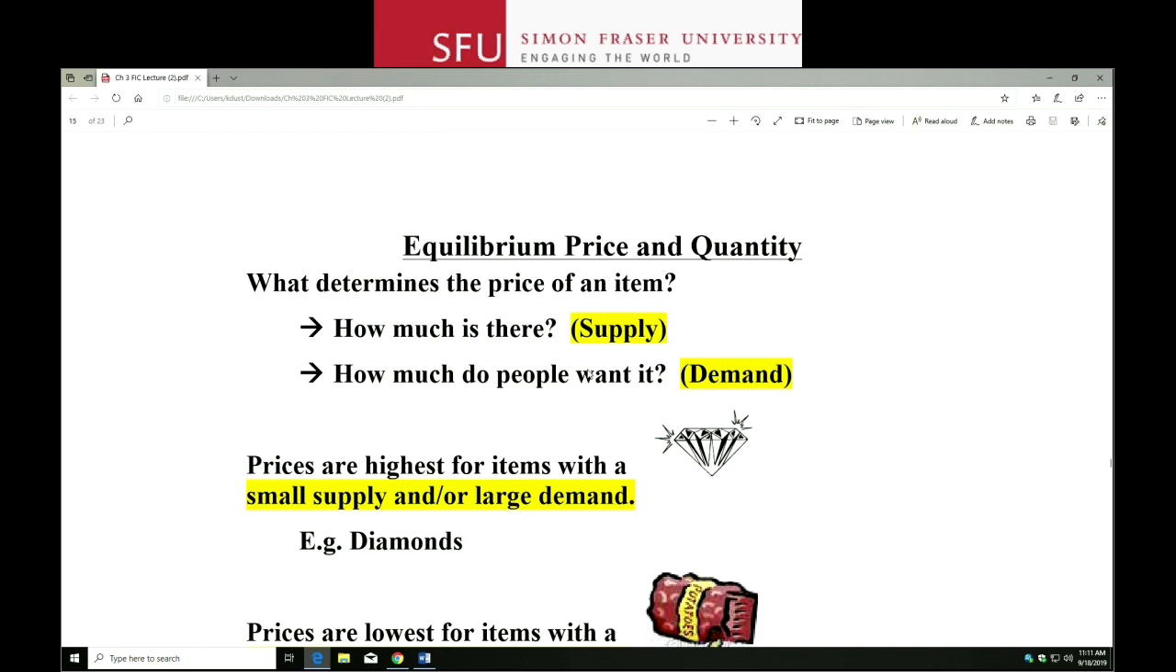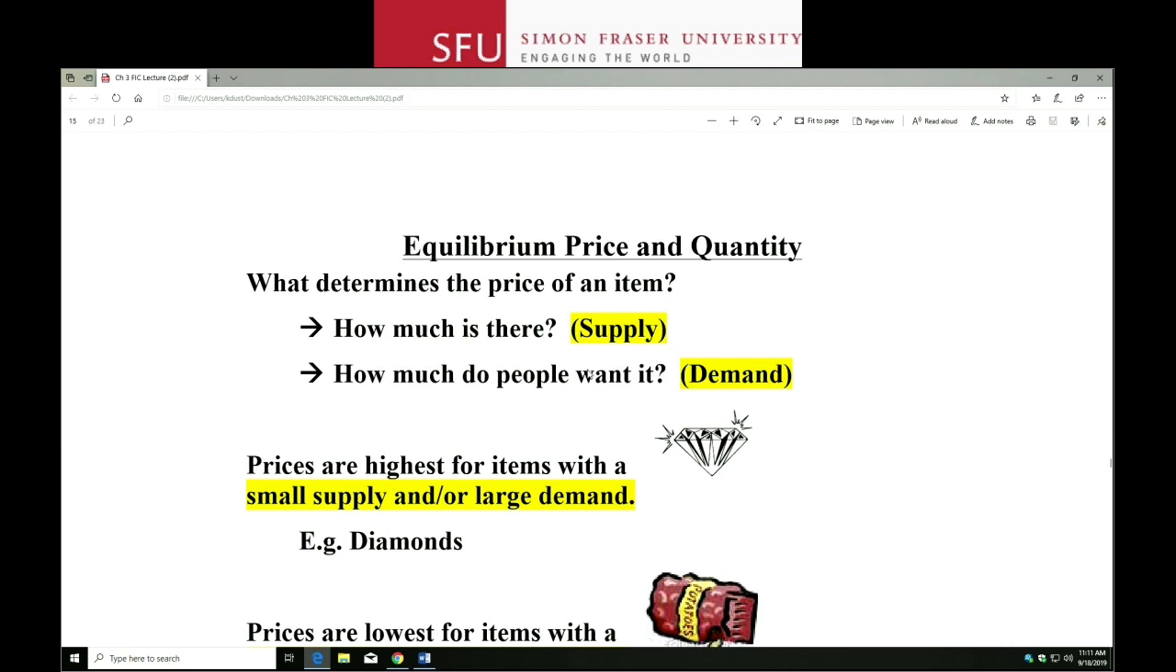Whereas things with the opposite, so things with either a low demand, like houses in Newfoundland, or things with a huge supply, like potatoes, those are going to have low prices. So potatoes have a large demand. Like everybody eats potatoes, right? So there's a very large market demand for potatoes, but there's also a huge supply.